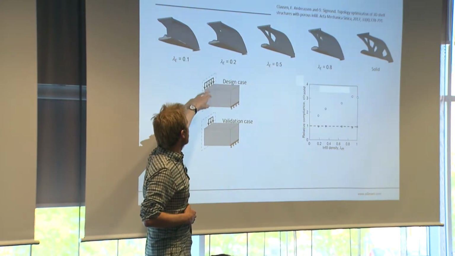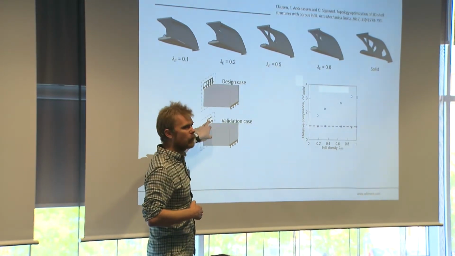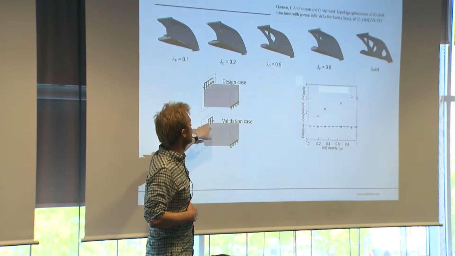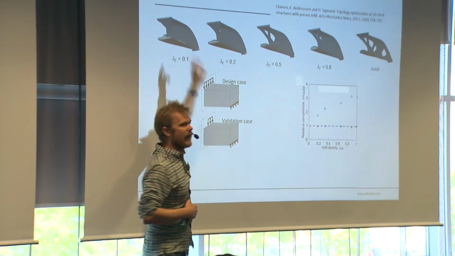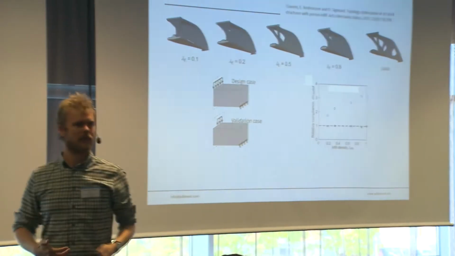So this means that if the actual real-world forces our parts are going to see are different from the design case, then this design is in some sense more robust towards these variations.